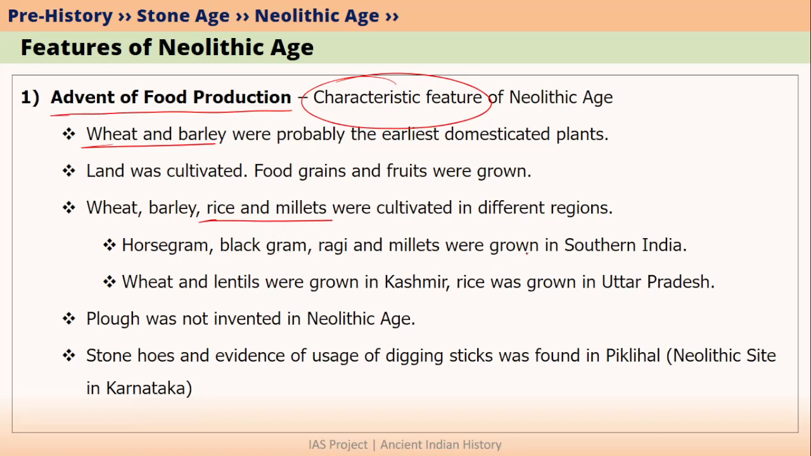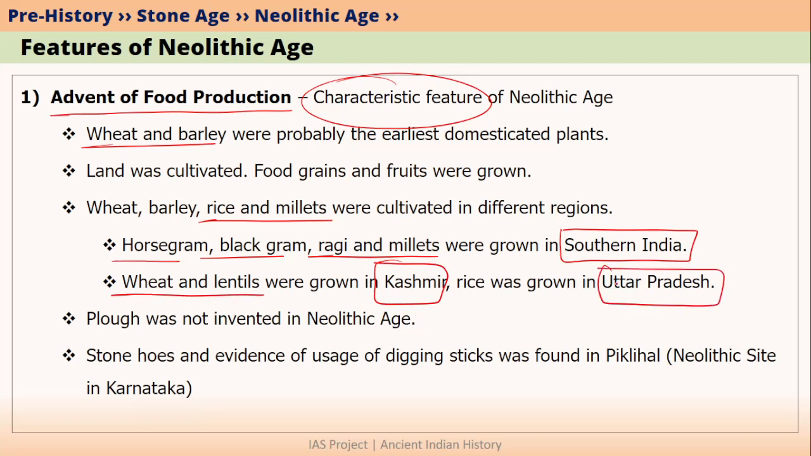Moreover, different crops were grown in different regions in India. For example, if we consider southern India, then here ragi and millets were grown. Along with ragi and millets, horse gram and black gram were also grown. If we consider Kashmir region, that is in North India, then wheat and lentils were grown here. If we talk about Uttar Pradesh or the Gangetic plains, then rice was a very common crop here. So this is how different areas had different crops.